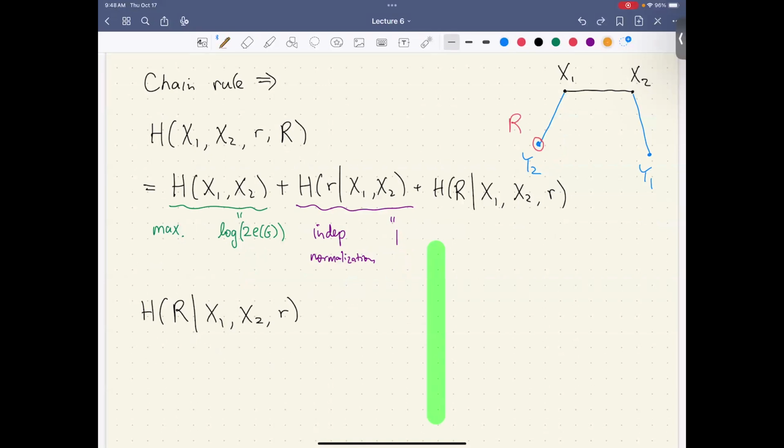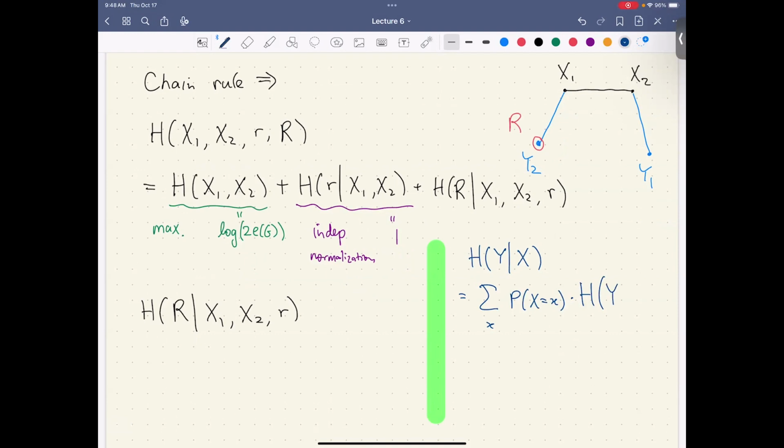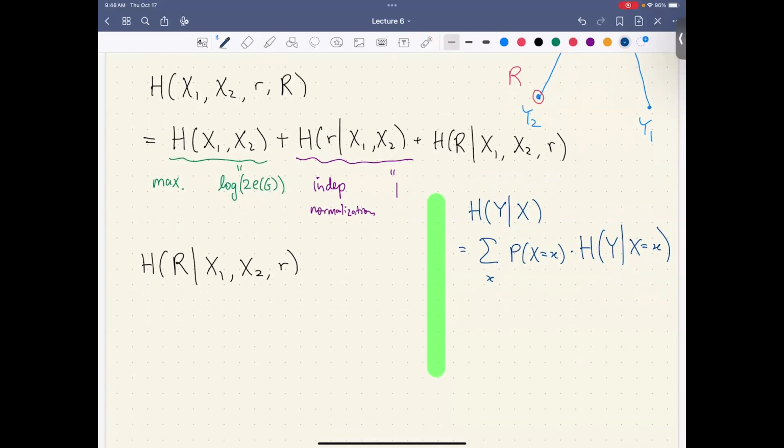Is this color good? No. We have another color.